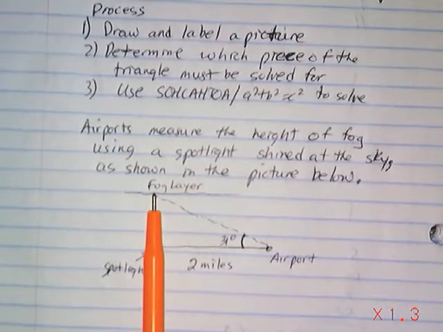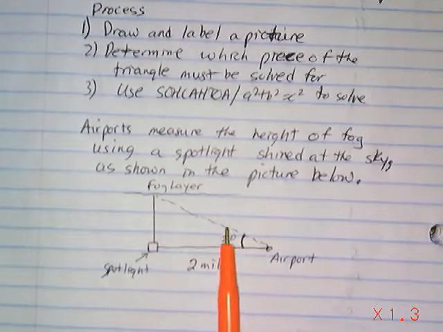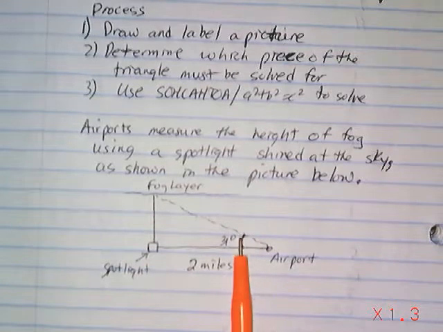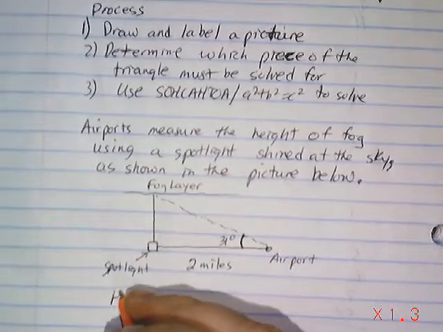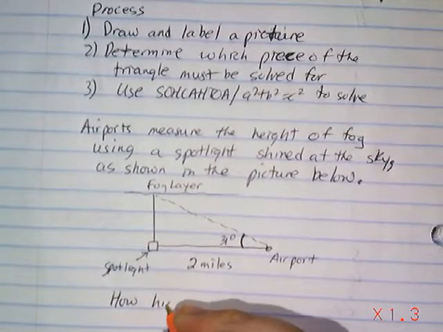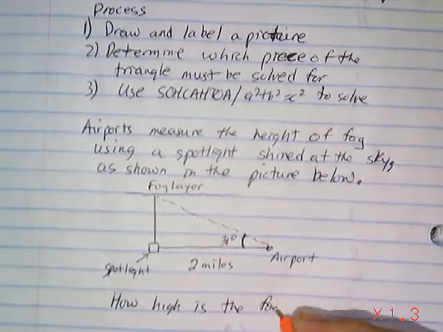Okay. Well, the fog layer, the height would be right to this point right here, which would be straight up that spotlight. Now, there's of course no real triangle here, but we are imagining that it's forming a triangle, and then we can use trigonometry in order to solve the picture. So we want to find this side. We want to find the height of the fog. We're going to call it h. How high is that fog?